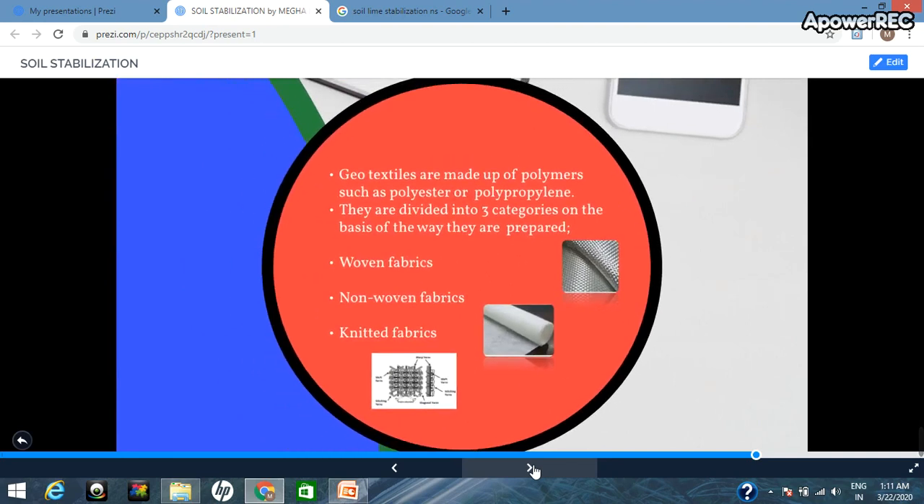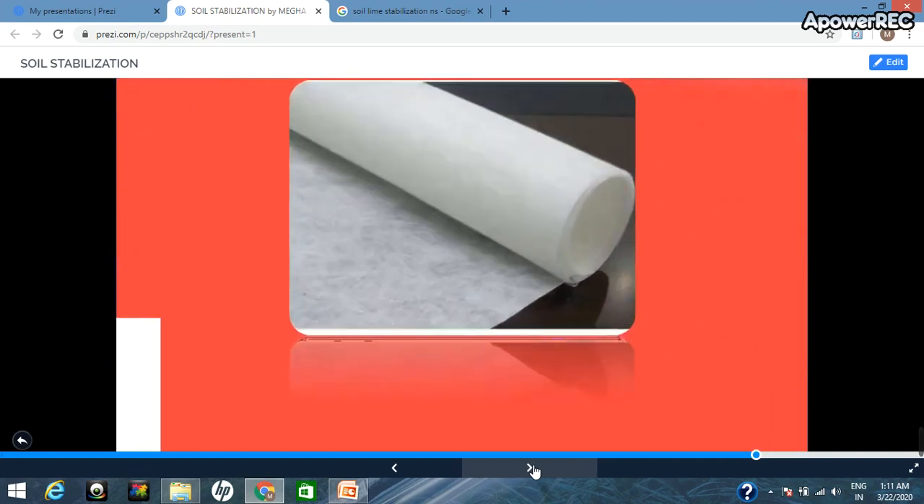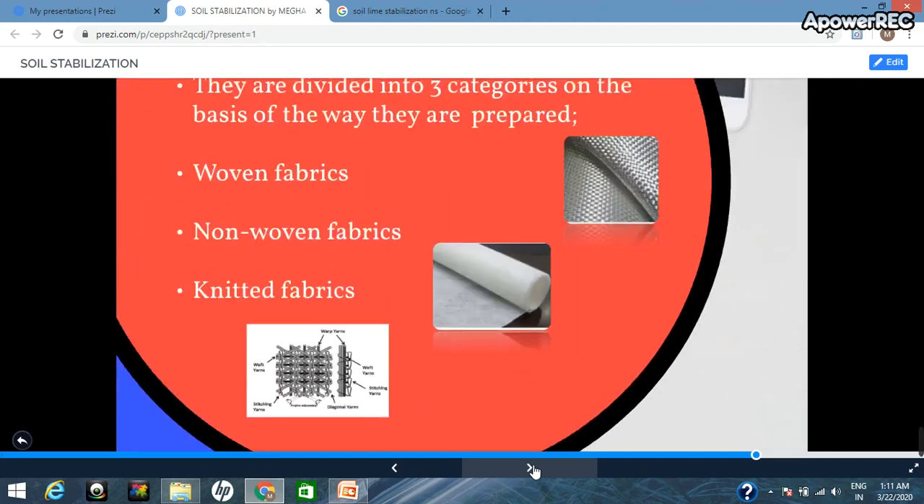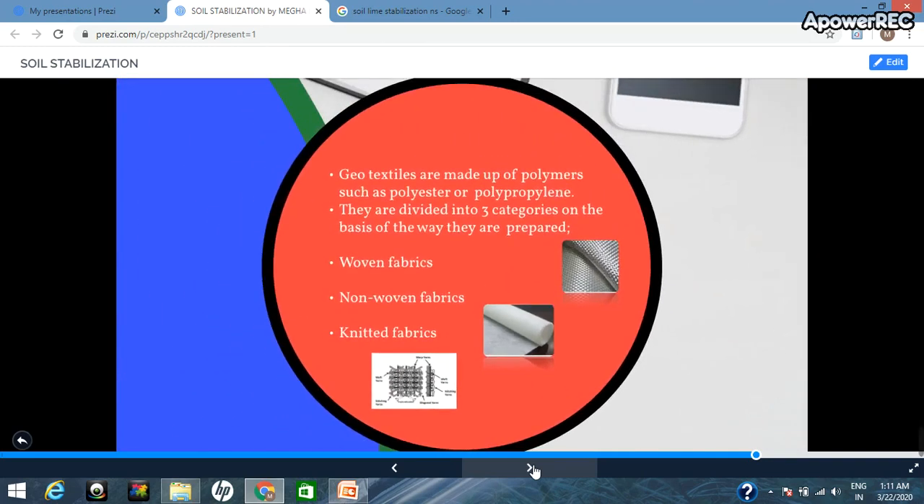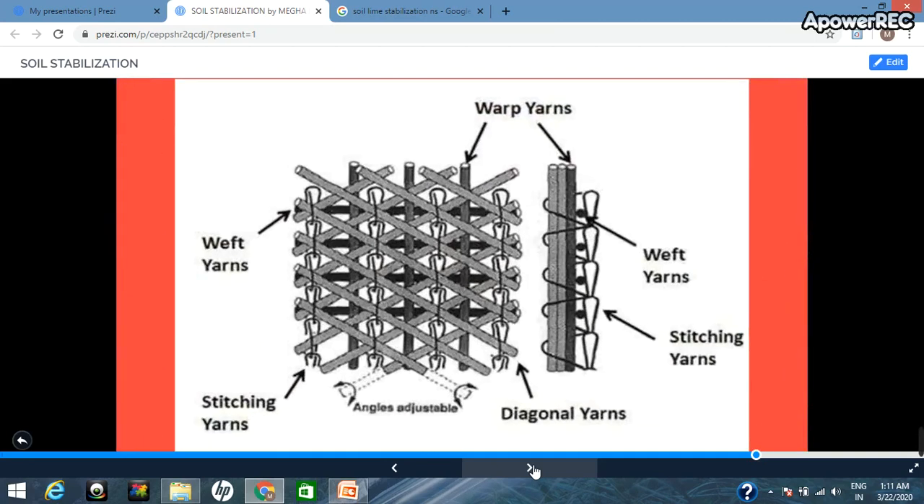The next one is non-woven fabric. This is a type of geotextile which is available in the form of sheets. Next one is knitted fabric. This is a knitted fabric, a knitted geotextile which we use.